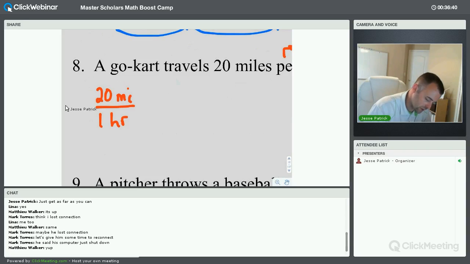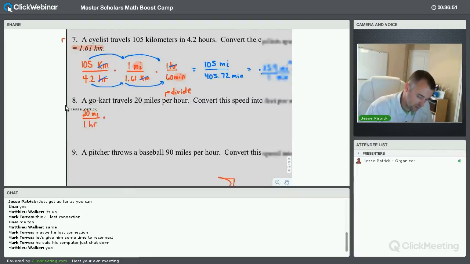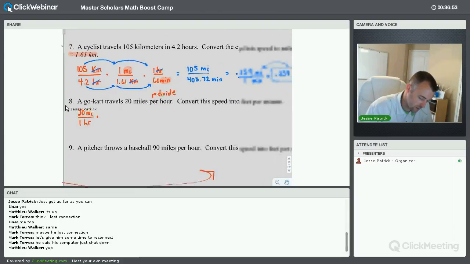Okay, so I'm going to start by converting my miles to feet. You don't have to start with miles to feet. You could go hours to minutes. It makes no difference whatsoever. You're going to multiply it all out when you're done anyway. But I'm going to go miles to feet.